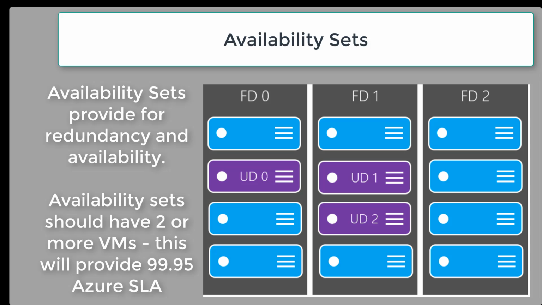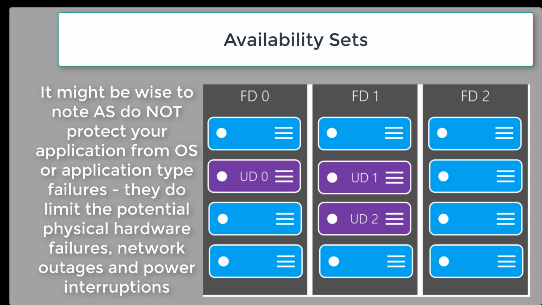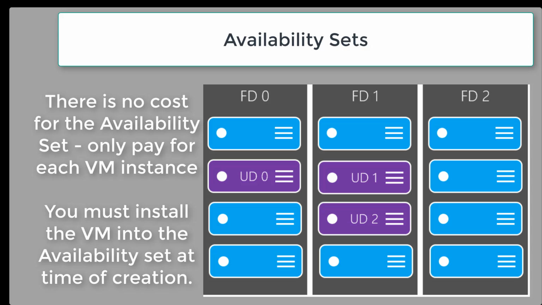Availability sets provide for redundancy and availability. Availability sets should have two or more VMs. This will provide a 99.95 Azure SLA. It might be wise to note availability sets do not protect your applications from OS or application type failures. They do limit the potential physical hardware failures, network outages, and power interruptions.